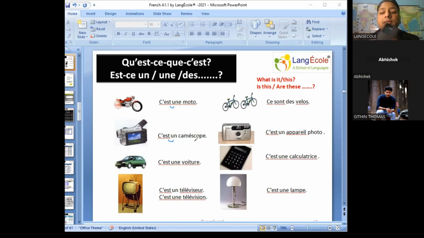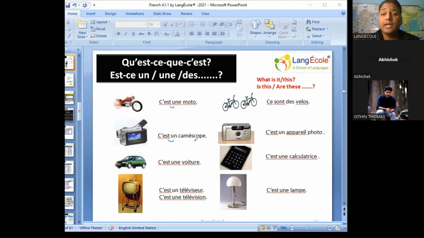Or if you want to say téléphone, telephone or mobile phone, then you will say c'est un téléphone portable. Okay? Or simply for mobile, people normally use c'est une portable. That's it. Okay?